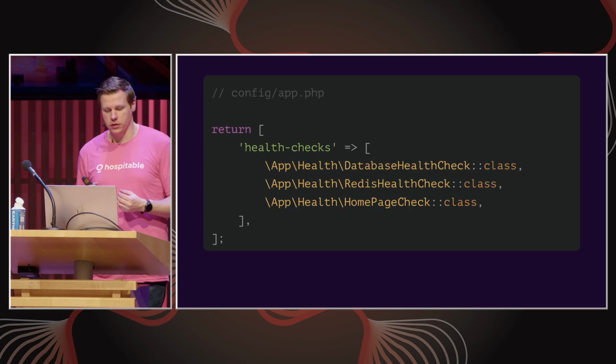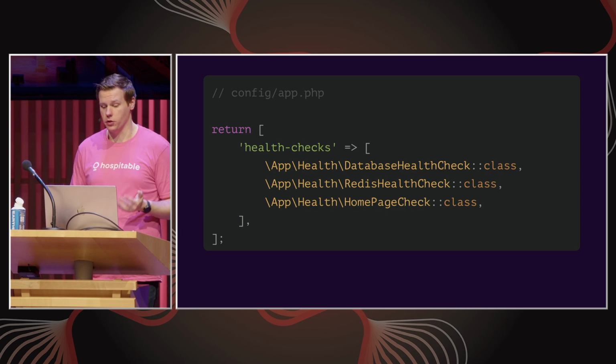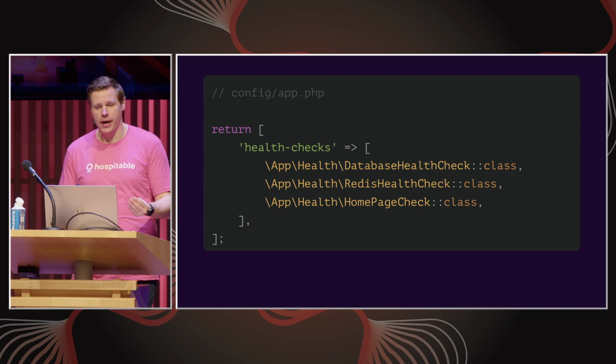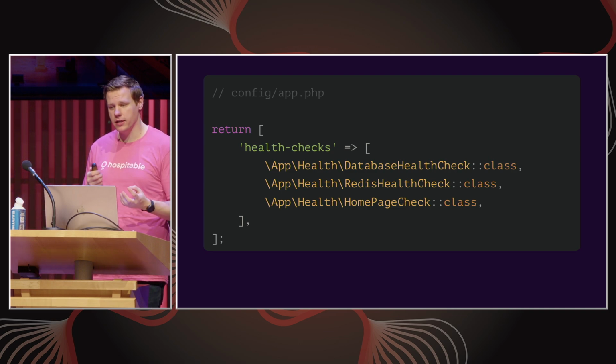So this is the config, for example. We have the health checks list, and there's a list here of the checks that we're doing. But you can also combine this with environment variables or if statements if you want to. So it's very flexible to do it this way.